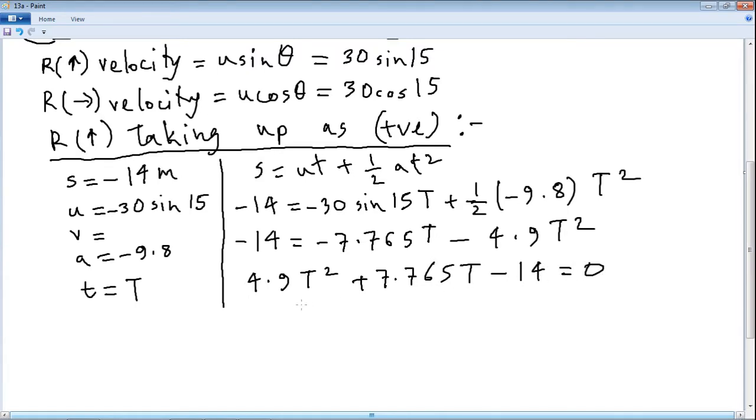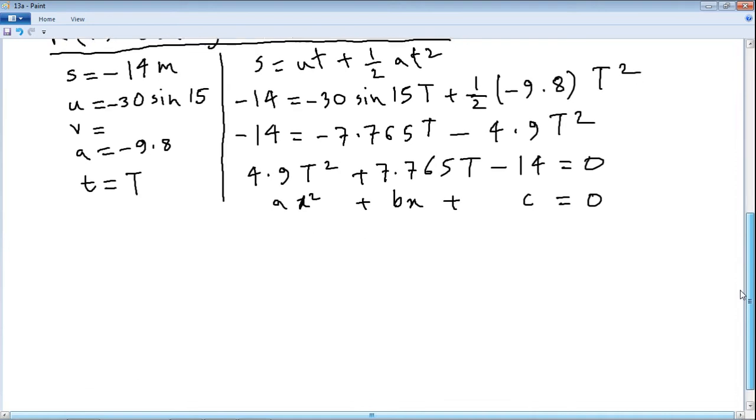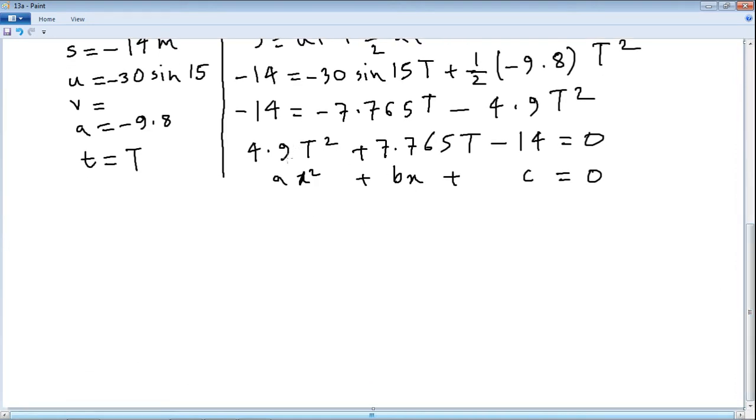Now you can see that here we have formed a quadratic equation, which is similar to or identical to ax square plus bx plus c is equals to 0. So we may use the general formula to solve for t. Okay, so let us use the general formula.